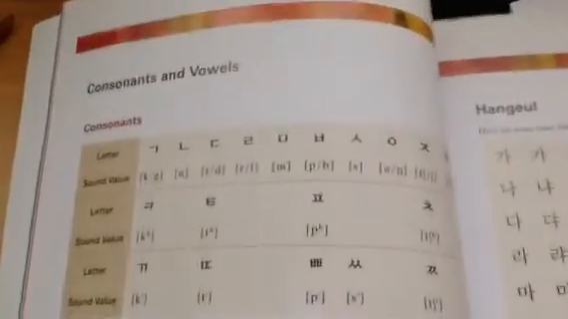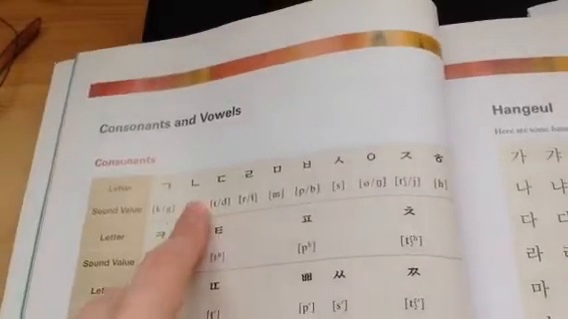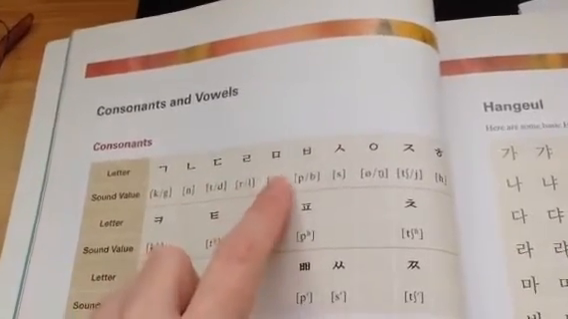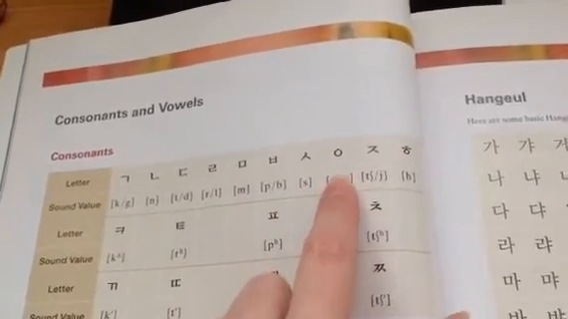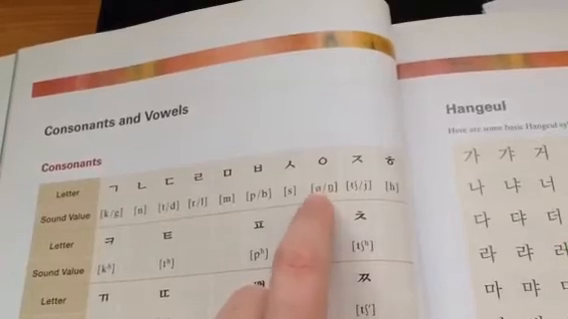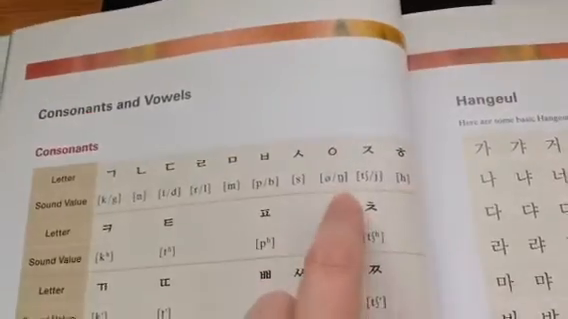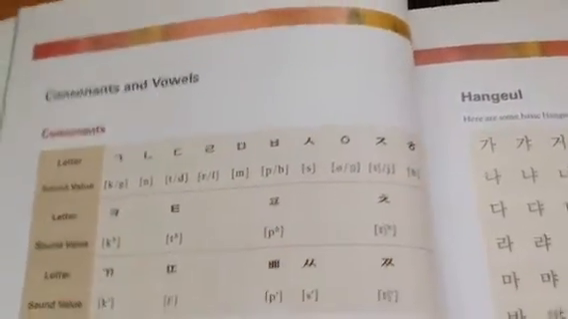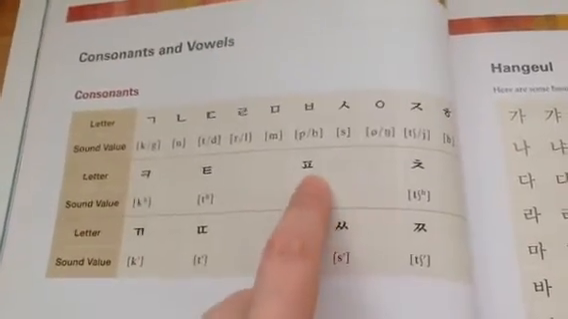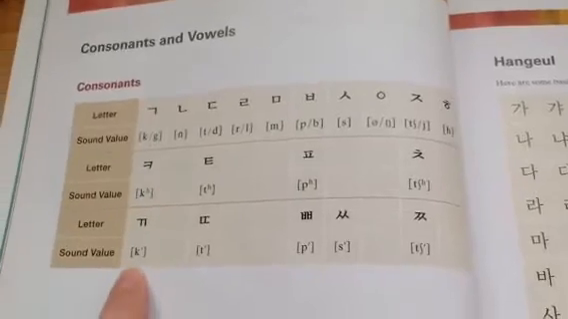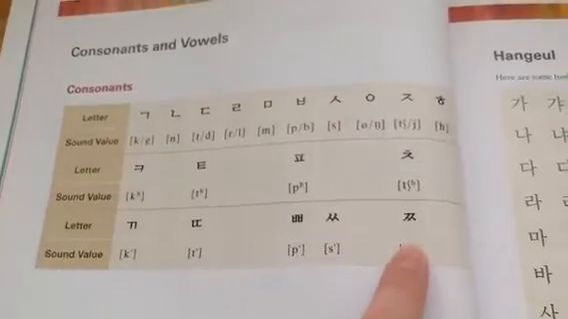okay? So, the first one here is G. This is N, T, R, M, P, S, N. It's like N pronunciation at the beginning, and at the end of the syllable you pronounce it like in king at the end. J, H. Here is K. Here is T, P, Ch. Here is G, D, B, S, J.